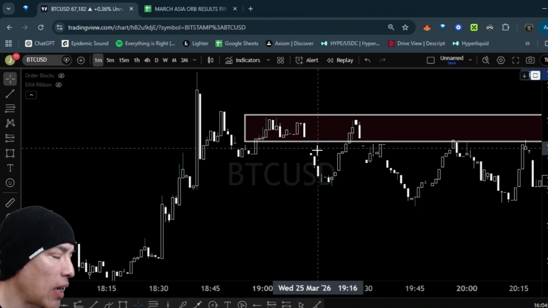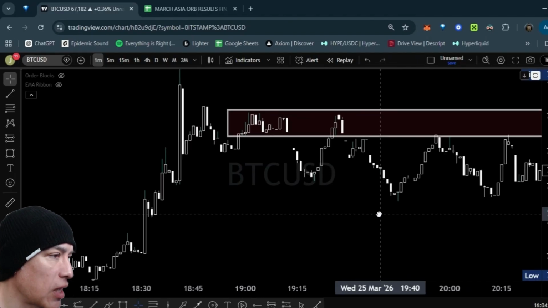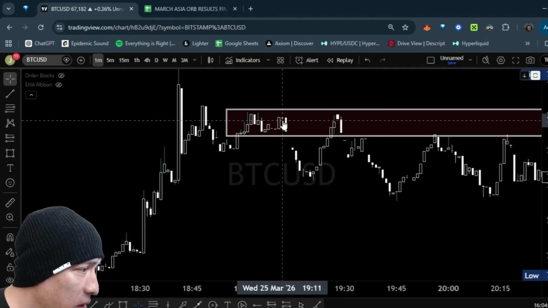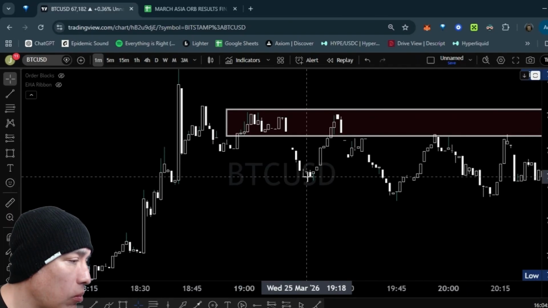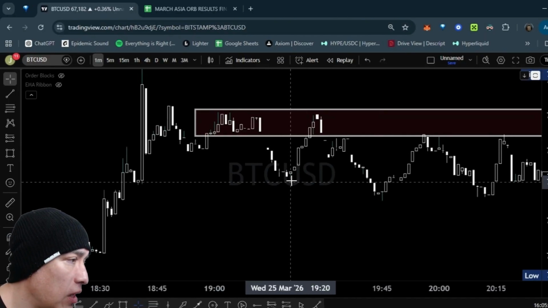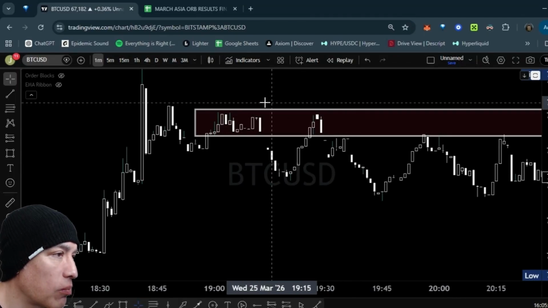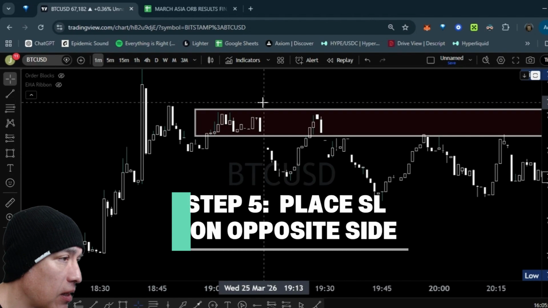That's more likely going to tell you which direction price is going to head for this particular session, which is the Asia session. As you can see, price blew out the bottom really quickly, so much so that it literally gapped on the 1 minute time frame. So you can see the intention of the market is pushing down. So what you're going to do is put your stop loss on the opposite side of where you enter.